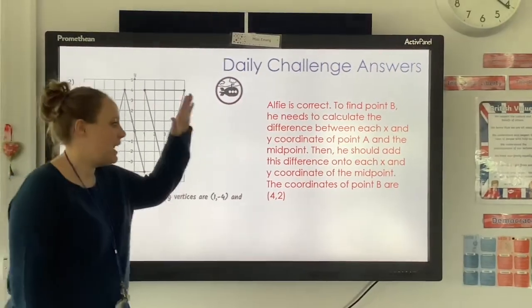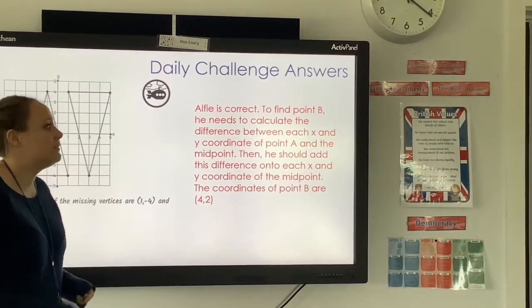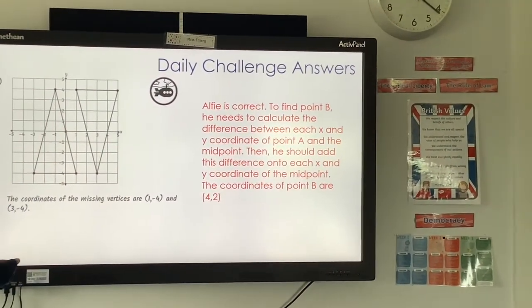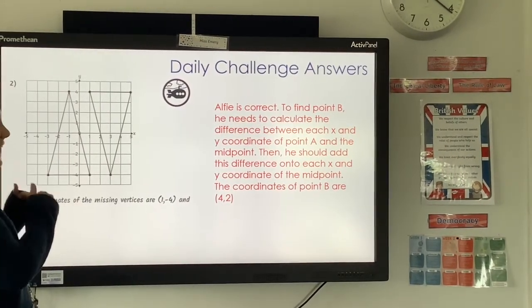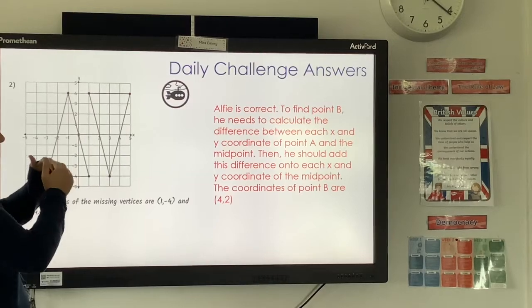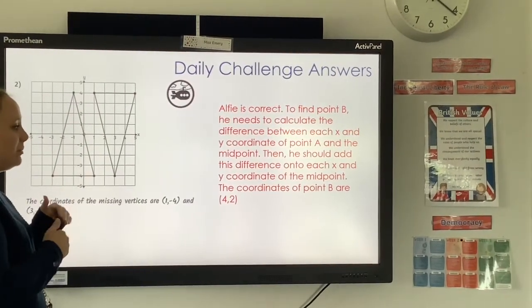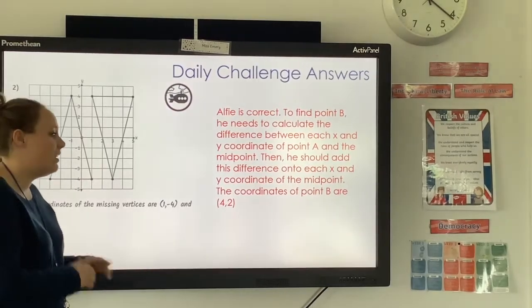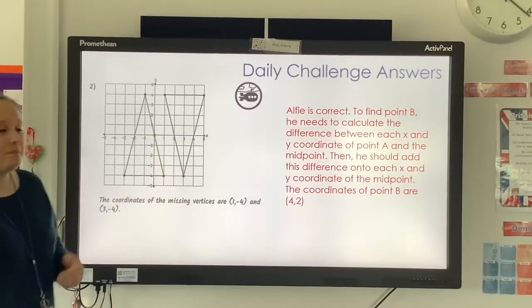Alfie's problem, where he had the line and had to find the missing coordinates, Alfie was correct. To find point B, he needs to calculate the difference between each x and y coordinate of point A and the midpoint. Then he should add this difference onto each x and y coordinate of the midpoint. So the coordinates of B are 4, 2. The biggest clue in that was the midpoint, it was halfway there.